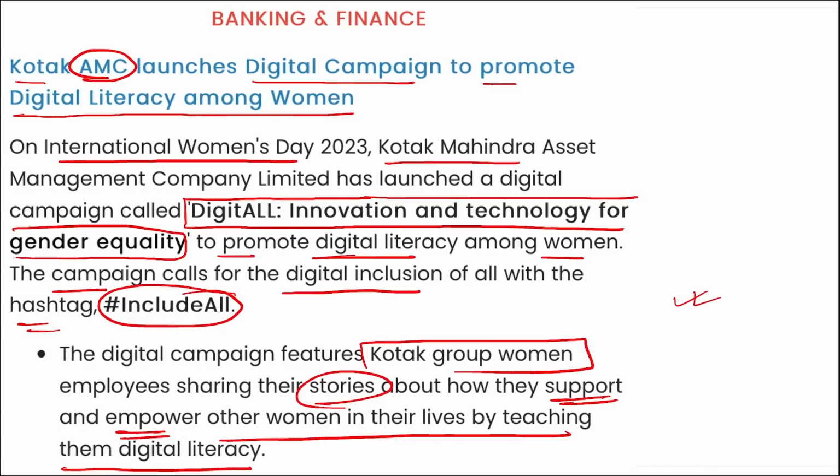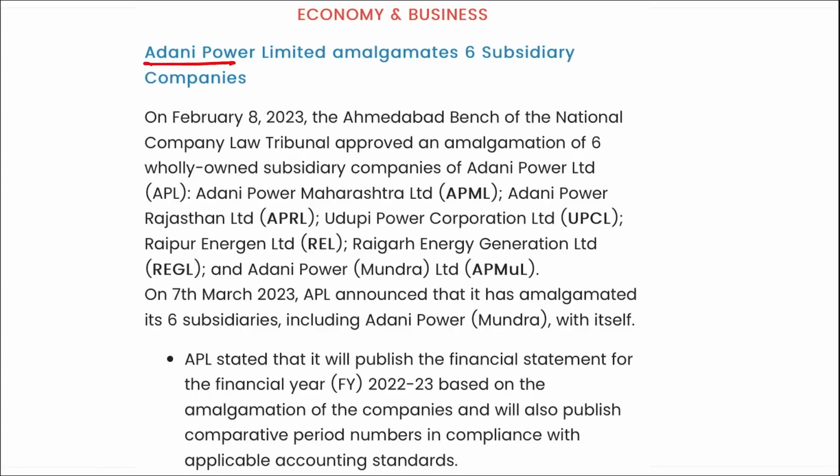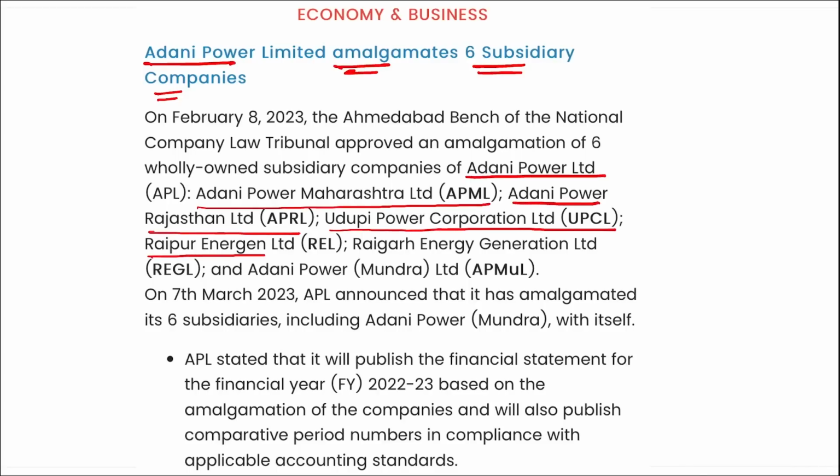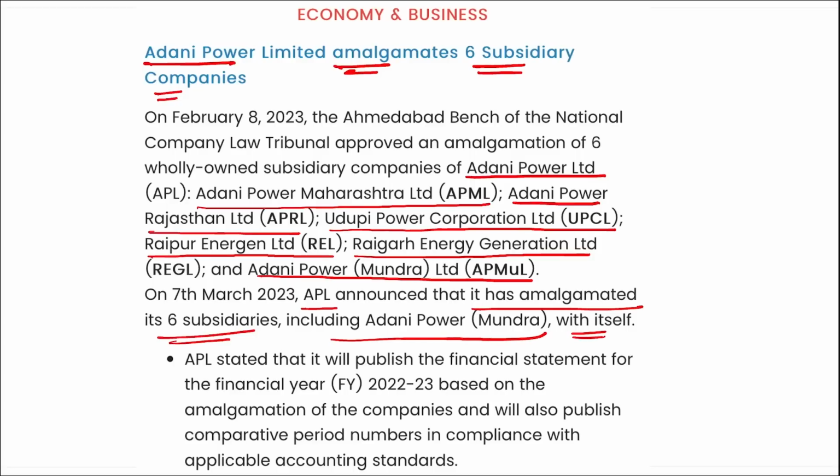So simple information. Next, Adani Power. Adani Power Limited has amalgamated 6 of their subsidiary companies. If we talk about these companies, that means they have collaborated or amalgamated them. These 6 companies are Adani Power Limited, Adani Power Maharashtra Limited, Adani Power Rajasthan Limited, Udupi Power Corporation Limited, Raipur Energen Limited, Raigad Energy Generation Limited, and Adani Power Mundra Limited. Alright, on 7th of March, APL announced that it has amalgamated its 6 subsidiaries, including Adani Power Mundra with itself.